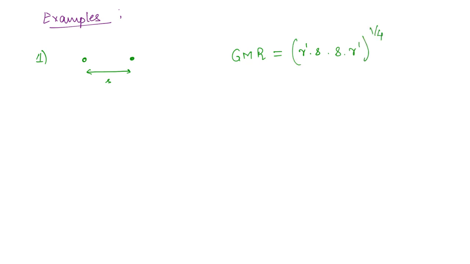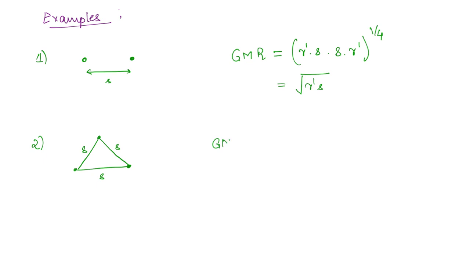Just like we have calculated for the double circuit line, in a similar manner we are going to find out the GMR here. So what will this be? This is (r dash S) to the power 1 by 2, that is, the square root of r dash S. Next, let us say we take a 3 subconductor configuration. This distance is S, S and S.